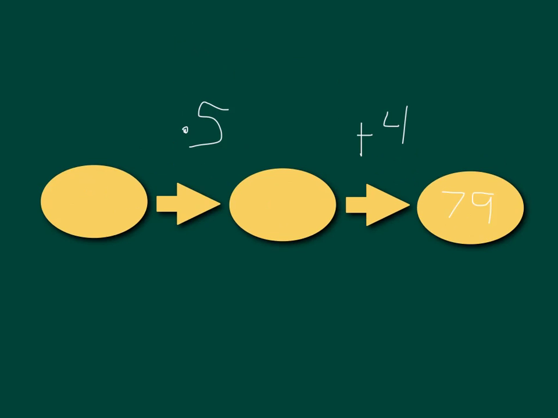So if I'm looking at this right here, I got to work backwards in order to figure out what goes in this original bubble. So I start at the end, and I had 79. Well, the step before it said plus 4. Since I am working backwards, that means I need to subtract 4. 79 minus 4 is 75. Now, the step before it said times 5, so I need to do divided by 5. 75 divided by 5 is 15.